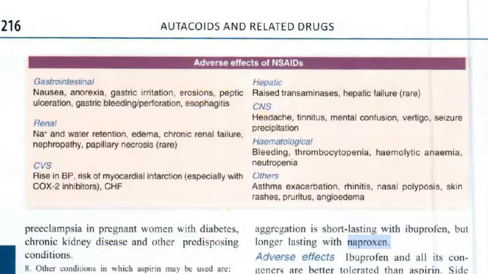Otherwise, for all drugs, what do we write? Nausea, headache, hypersensitivity. That is skin rash we have written here, right? Standard things that we write with all drugs, you already know, right? But here, what you should write: peptic ulceration, erosions, peptic ulcerations, right? Then edema, very important. Then rise in blood pressure, right? Then thrombocytopenia, bleeding tendency, right? Then asthma exacerbation. This much you have to write.